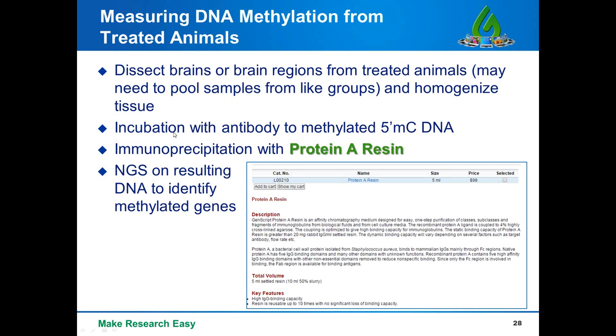We'll then incubate this with an antibody to methylated cytosine. So this is going to get methylated DNA. And then we will immunoprecipitate this using protein A resin from GenScript's catalog. The protein A resin binds to the antibodies and pulls it down. From this result, we will do next-generation sequencing on the DNA to identify the methylated genes.